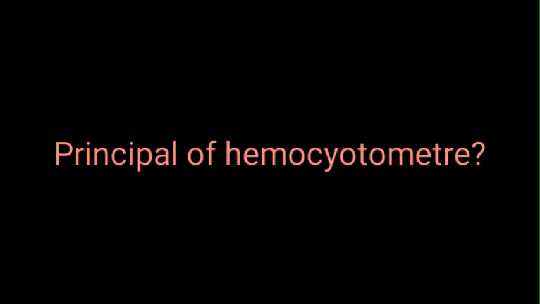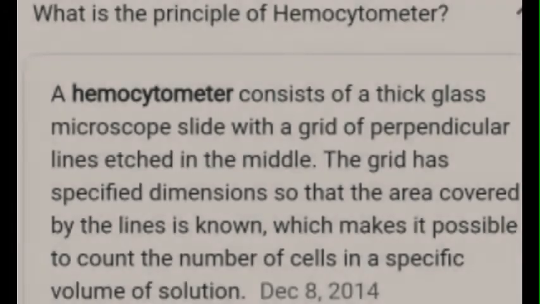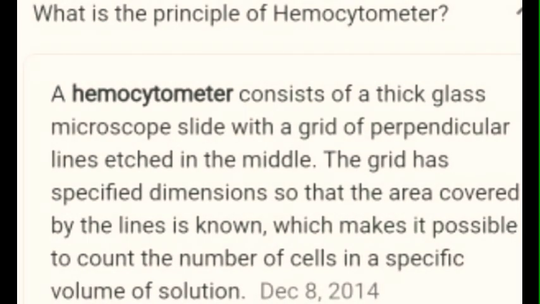व्हाट इज़ द प्रिंसिपल ऑफ hemocytometer? A hemocytometer consists of a thick glass microscope slide with a grid of perpendicular lines etched in the middle. The grid has specified dimensions so that the area covered by the lines is known, which makes it possible to count the number of cells in a specific volume of solution.